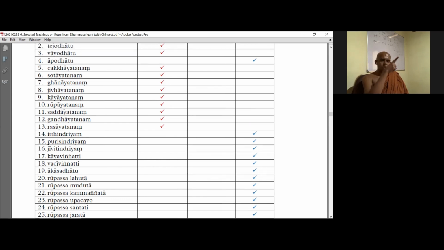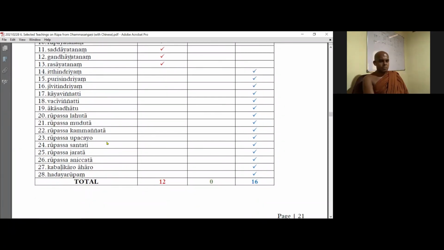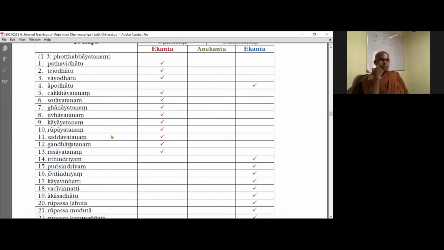Now you see, those are 12. Eye, ear, nose, tongue, body, there are 5. Color, sound, smell, and taste, there are 4. Another 3 elements become 12. Those are 12 rupa, no? Those 12 rupa become how many ayatana? They become 12 ayatana.